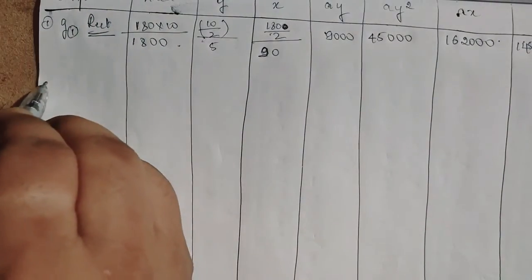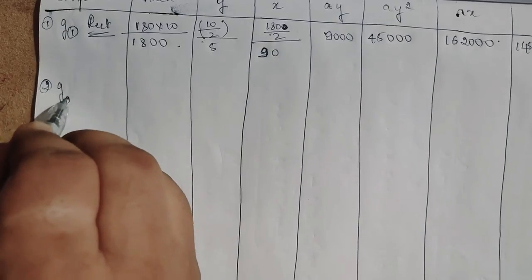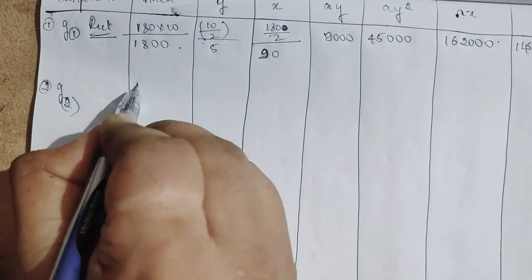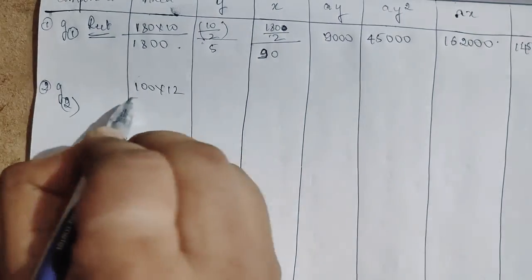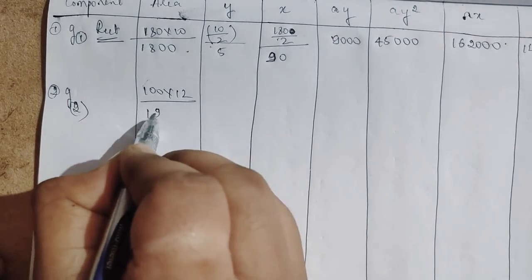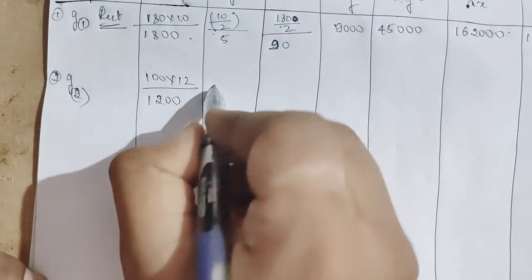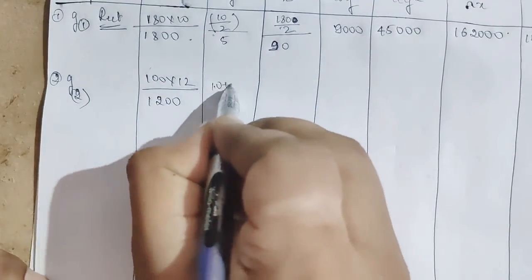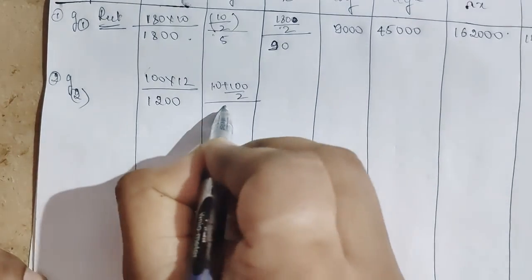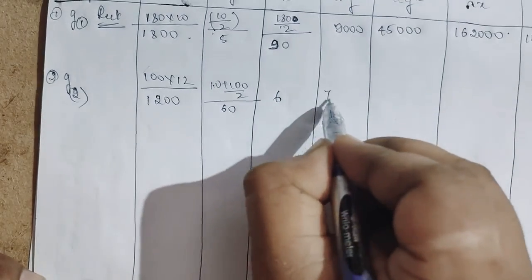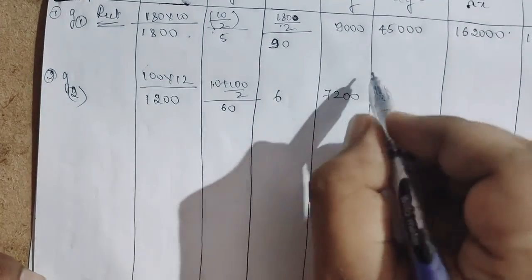Now we'll see the value for G2. G2 is also a rectangle, so the area is 100 into 12, that is 1200. Next, the value of y will be 10 plus 100 by 2, it is nothing but 60. The value of x is 6. Next, the calculation work is there.